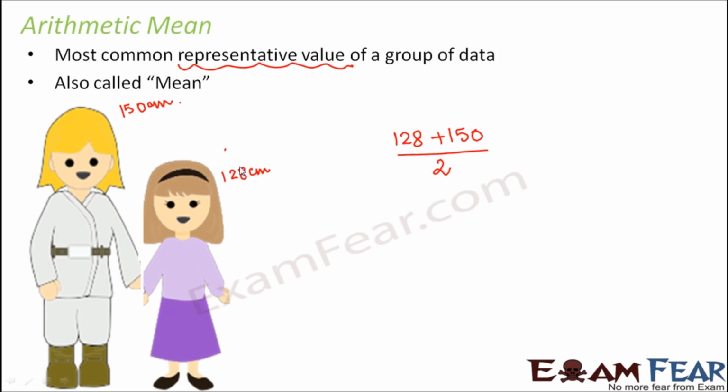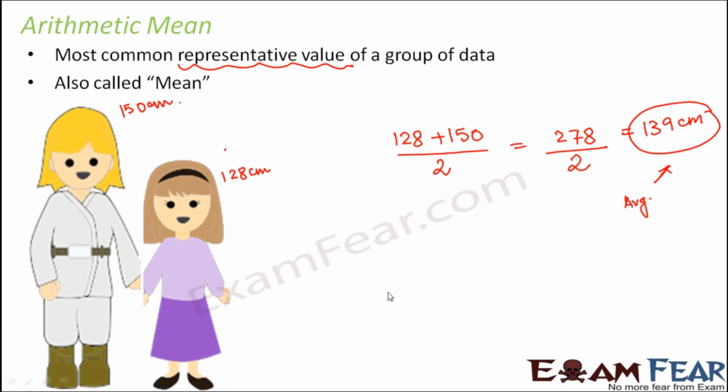For example, when I was talking about score, I said that if we assume that all the students in the class scored equal marks, in that case, the score obtained by each of them is called the average score of the class. Similarly, here if we assume that both the sisters have equal height, in that case, what will happen? The sum of their heights needs to be equally divided into two parts. So 128 plus 150, that is 278, divided by 2, which is equal to 139 centimeter. So this 139 centimeter is going to be the average height.